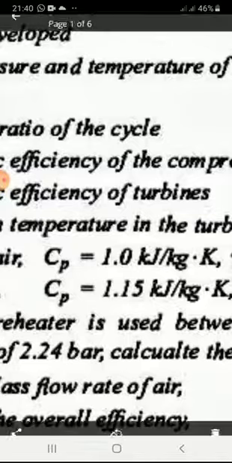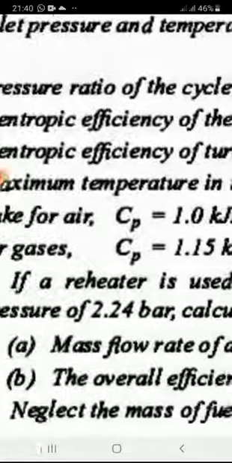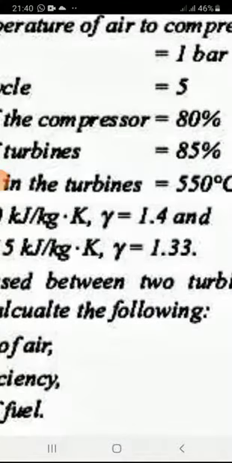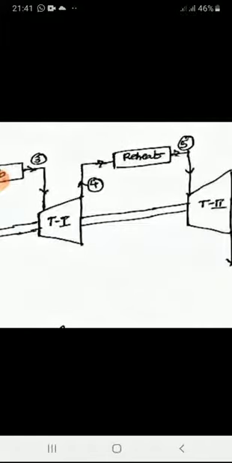So here we are having two different Cp values. In the question we are having Cp for air as 1 and gamma for air as 1.4, and Cp for gases as 1.15 and gamma for gases as 1.33, right? So let us see why. Here during the compression process alone there is air. Once the air enters the combustion chamber, it is converted to gases. So Cp for air should be used only for compression. For the rest of the processes, we have to use Cp for gas, as the air is converted to combusted gases once it enters the combustion chamber, right?